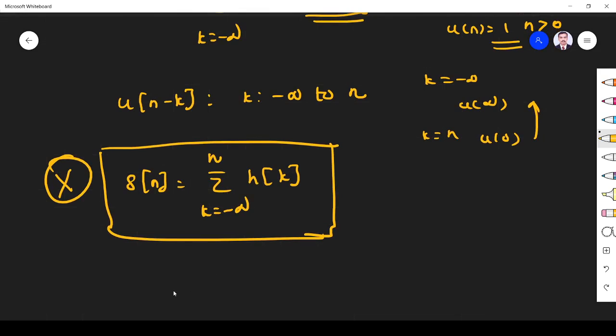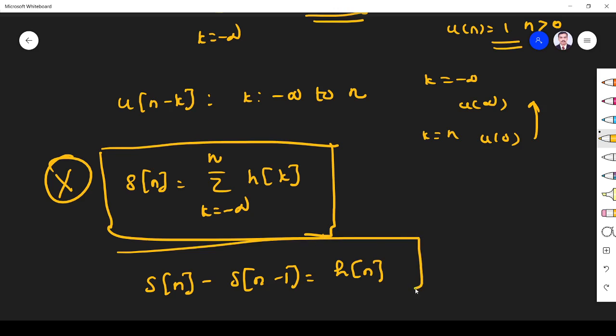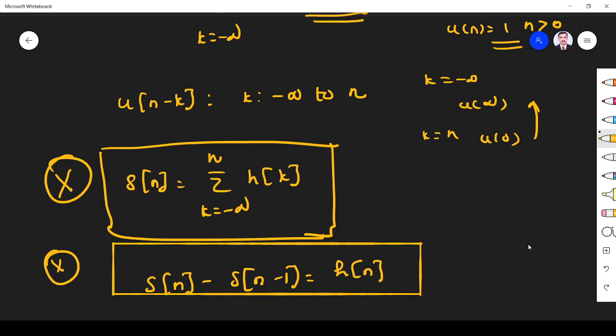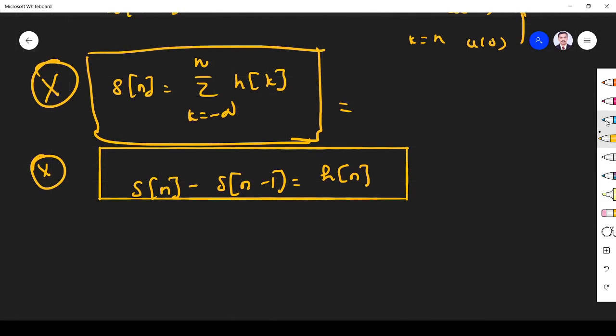And moreover, we can write s of n minus s of n minus 1 is equal to h of n. You see, that is a beautiful conclusion. Why? You see that this equation I split into two parts: k goes from minus infinity to n minus 1 of h of k, plus h of n. Yes or no? So you see, when we sum up to n minus 1, the only thing left is n, that is h of n, right or no? So if you add these two, you will get this one, right?